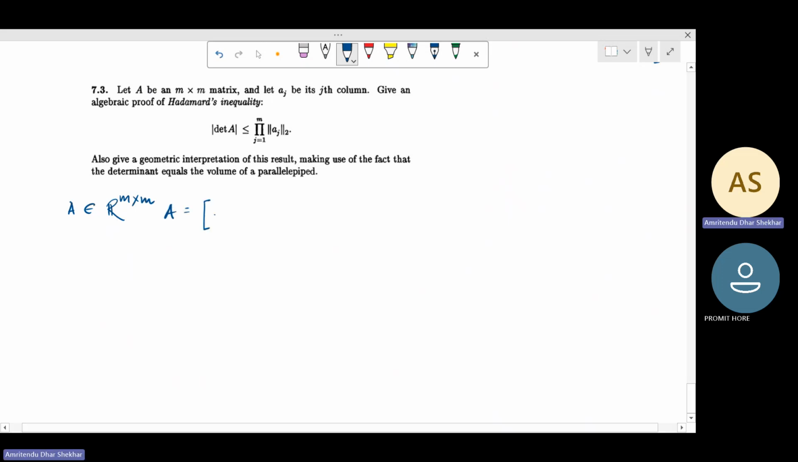Write A as A1 to Am, these are column vectors. There are two possibilities. Either A is degenerate, meaning that the rank of A is less than m, in which case this inequality holds trivially. But the other case is A is full rank. So we can write A as equal to some Q times R. Q is an orthogonal matrix, right?